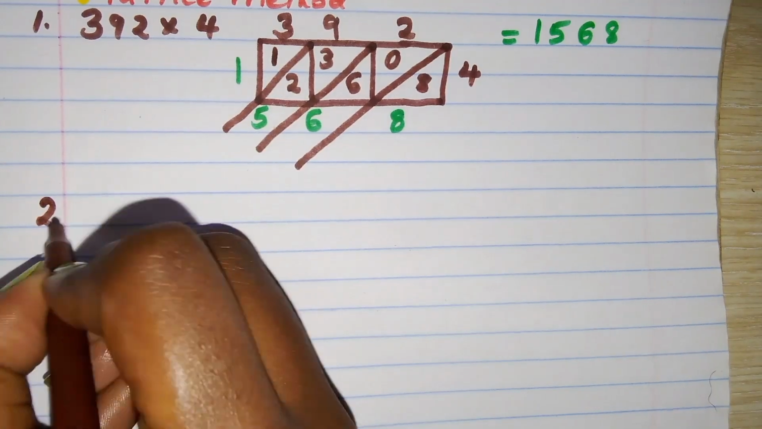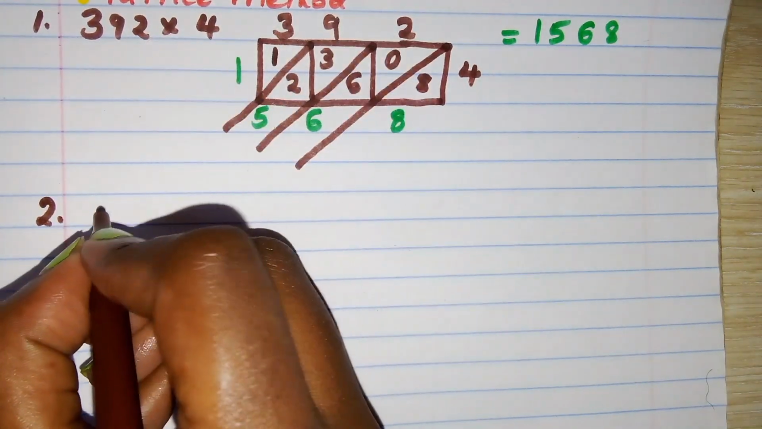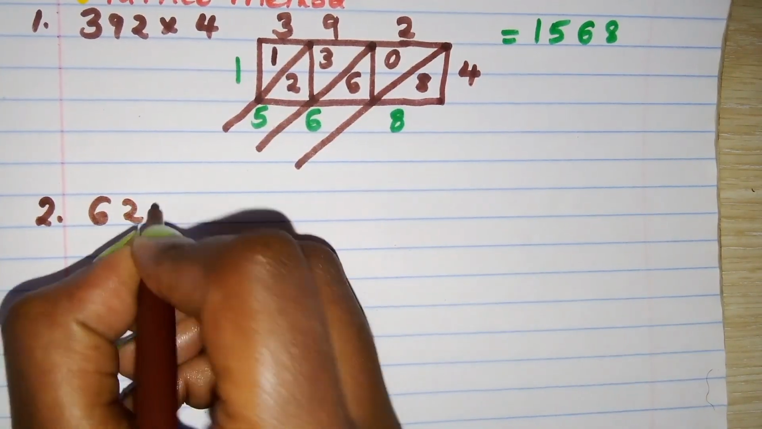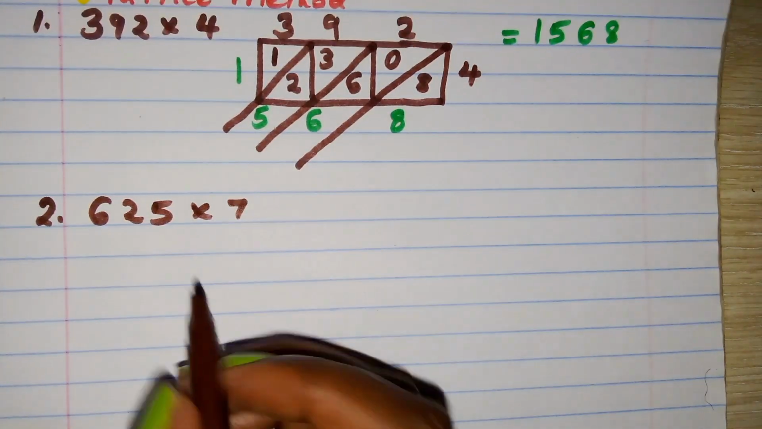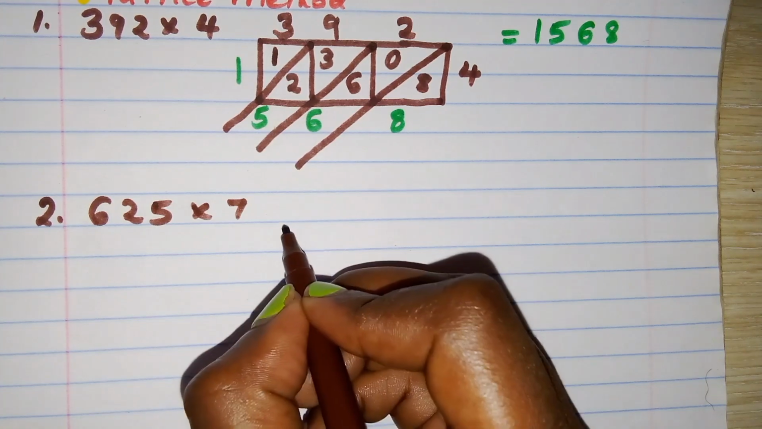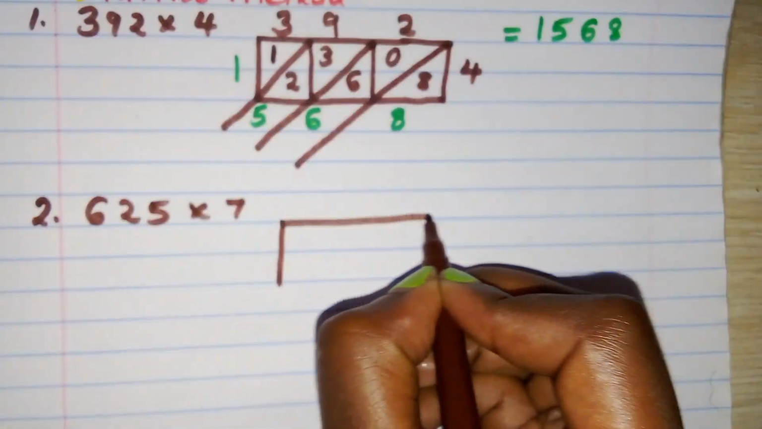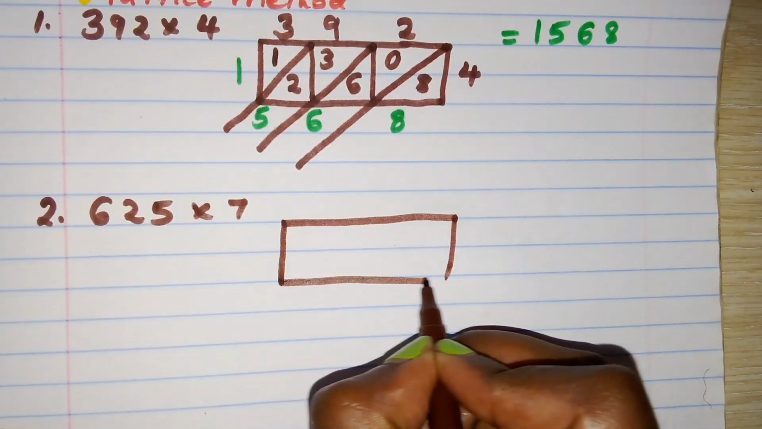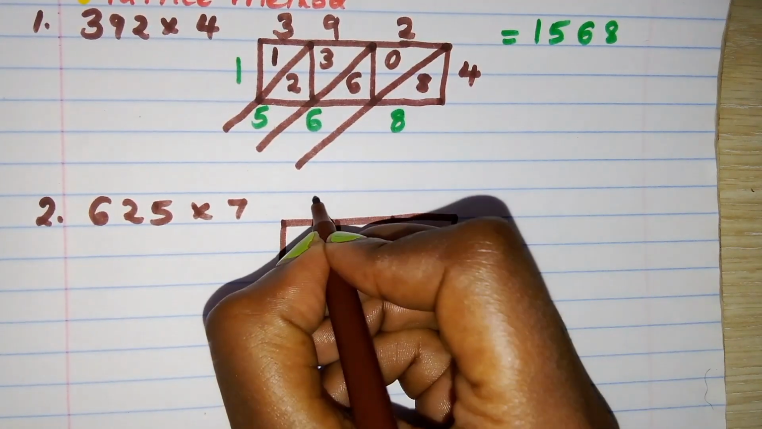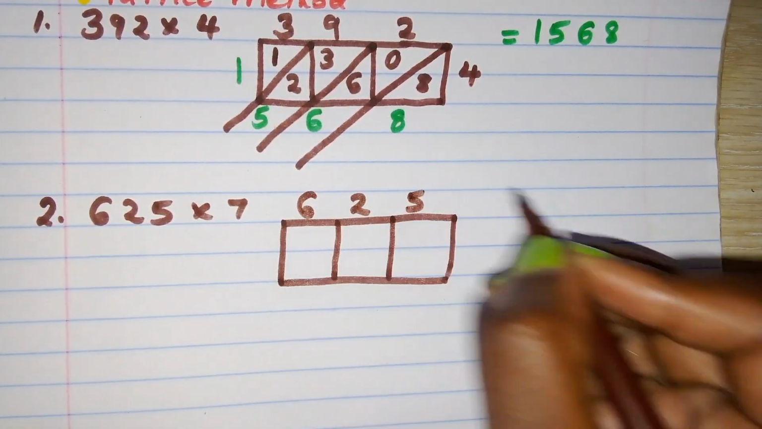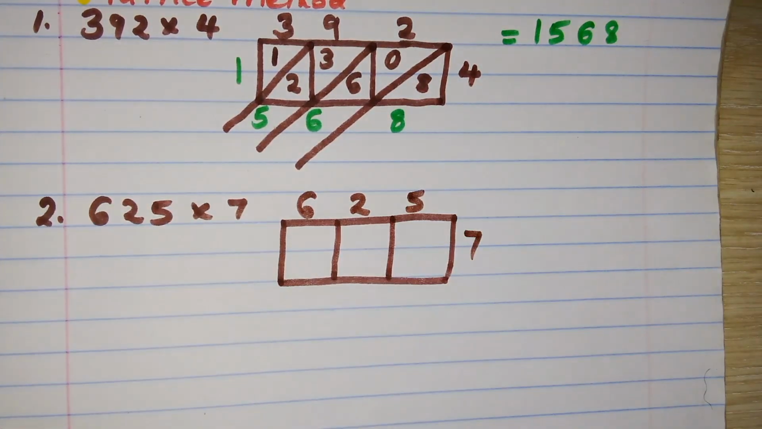Let's try out another example. 3 digit by 1. We can do 625 times 7. So we have that large rectangle. Then we split it into 3. 1, 2, 3. And then on top you write 625. On the side you put 7.